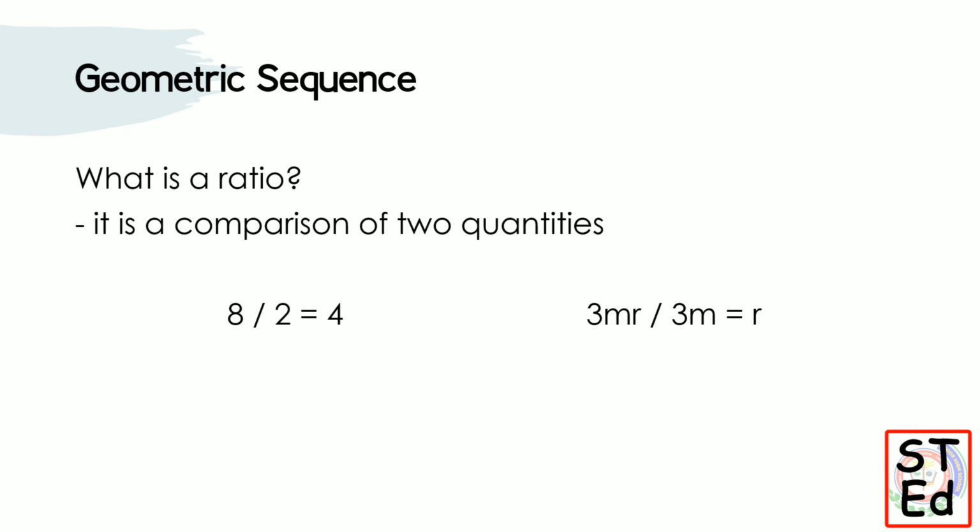Let's take some examples from the activity. The ratio of 8 to 2 is equal to 4. And the ratio of 3mr to 3m is equal to r.